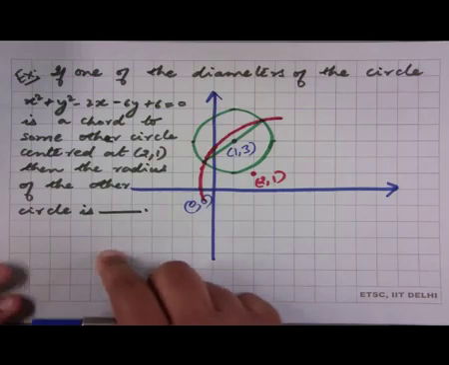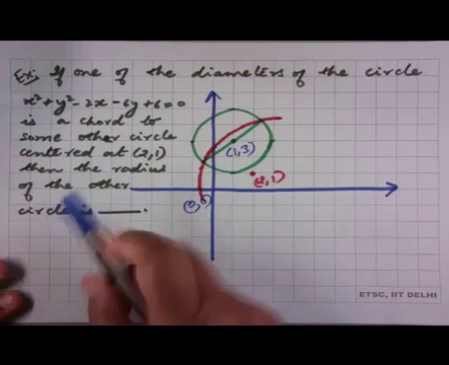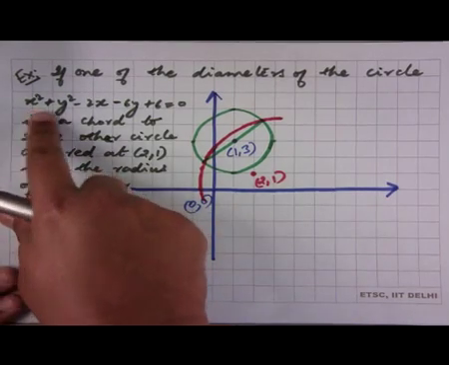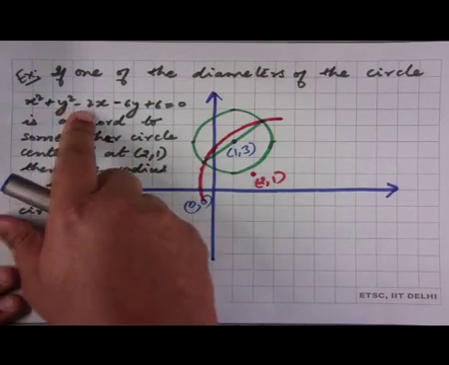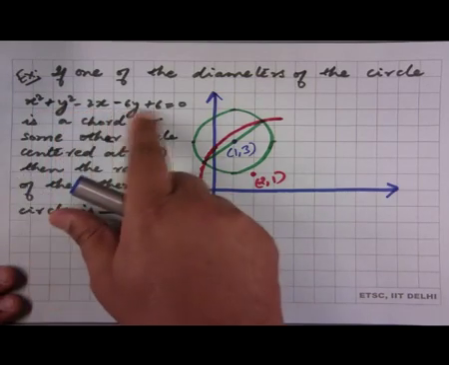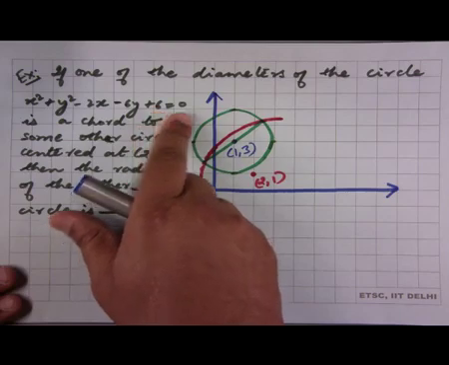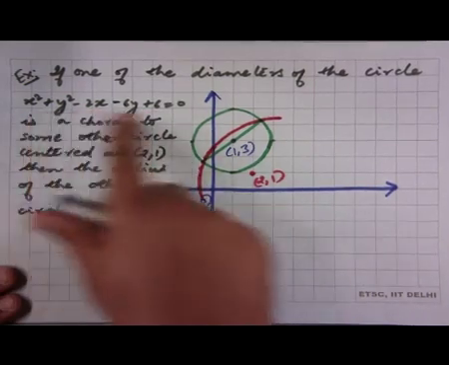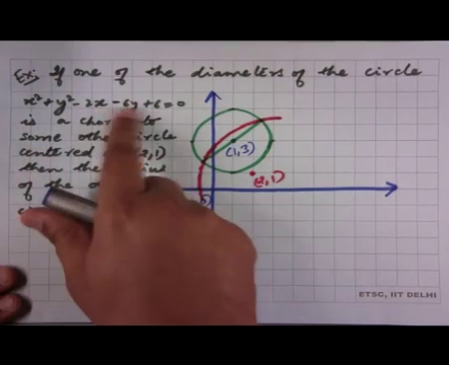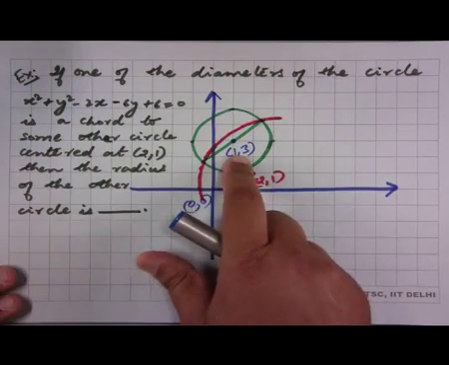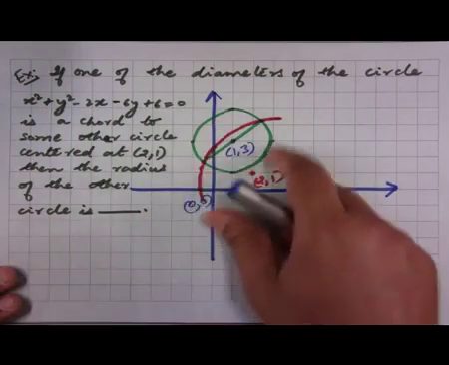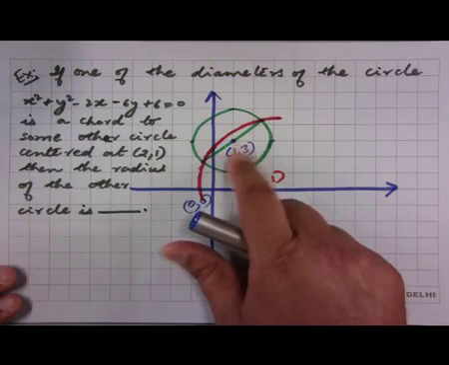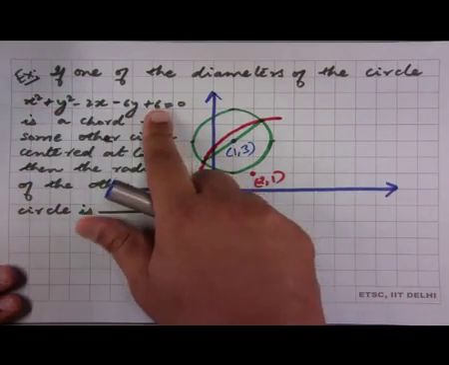So, here is one problem where we have a circle whose equation is x square plus y square minus 2x minus 6y plus 6 equals 0. The center of this circle is at 1 comma 3. This circle is drawn here in green color, and the radius of this circle is 2 units.